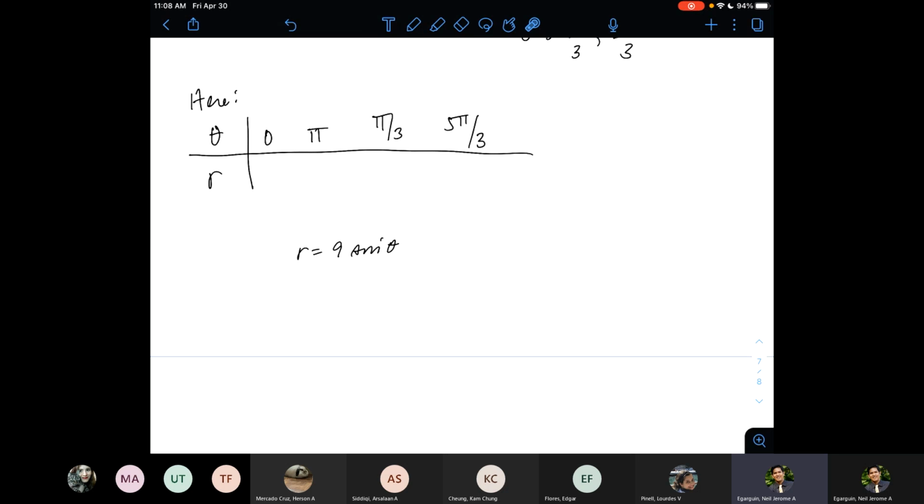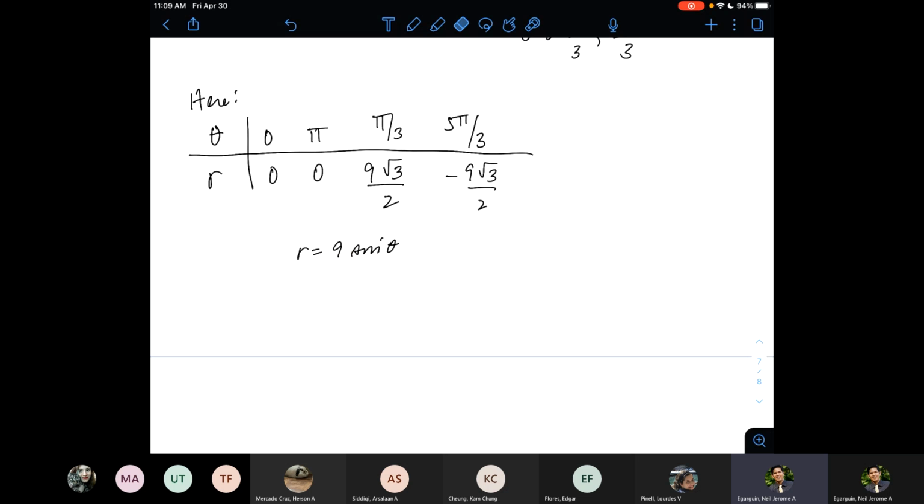So plug in theta equals 0. I'll get 0 here. I'll get 0 here. And then sine of pi over 3 is root 3 over 2. So that's going to be sine of pi over 3. That's 9 root 3 over 2. And then sine of 5 pi over 3 is negative root 3 over 2. Remember, there's a multiplier 9 for our function r.